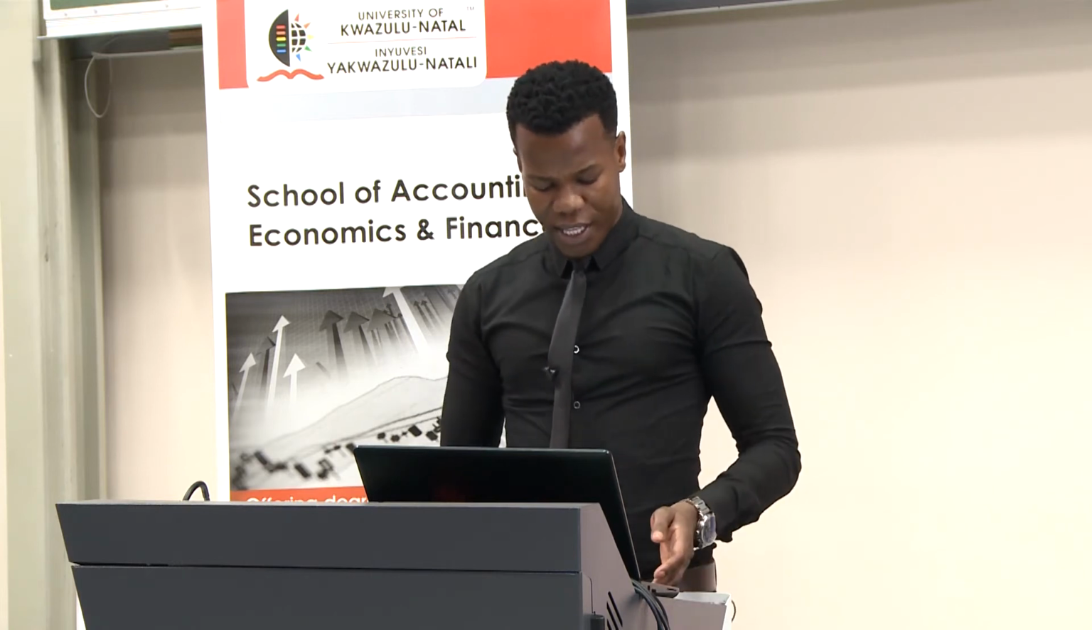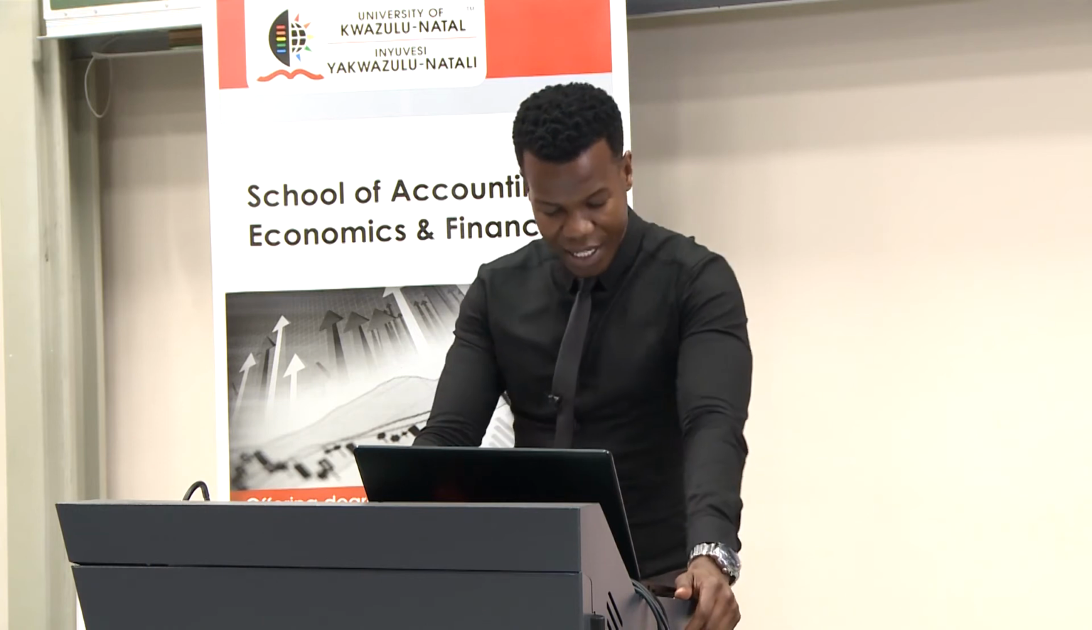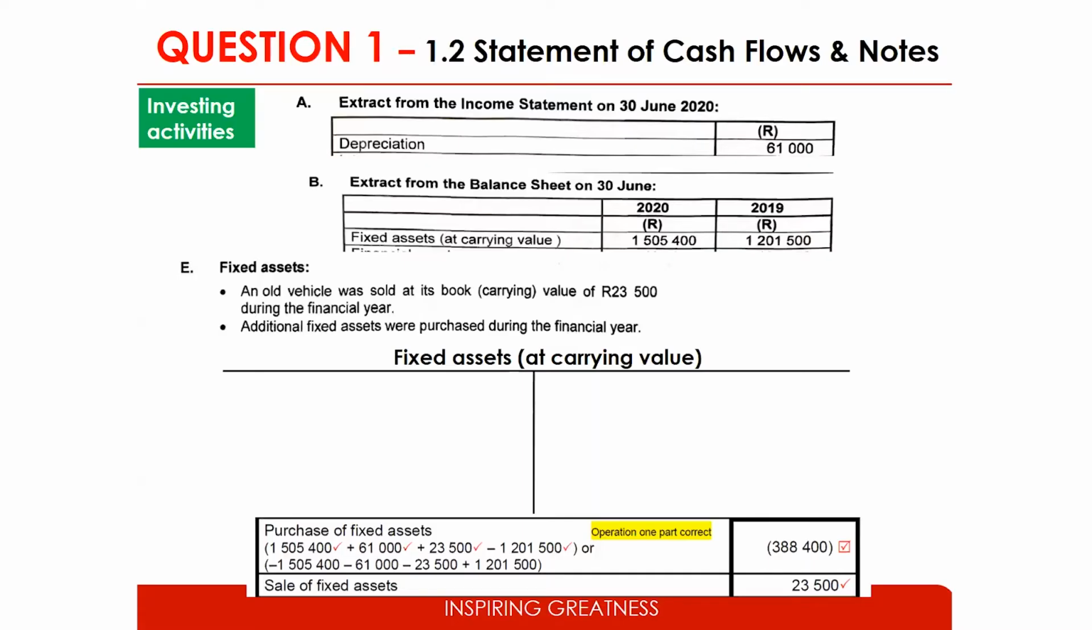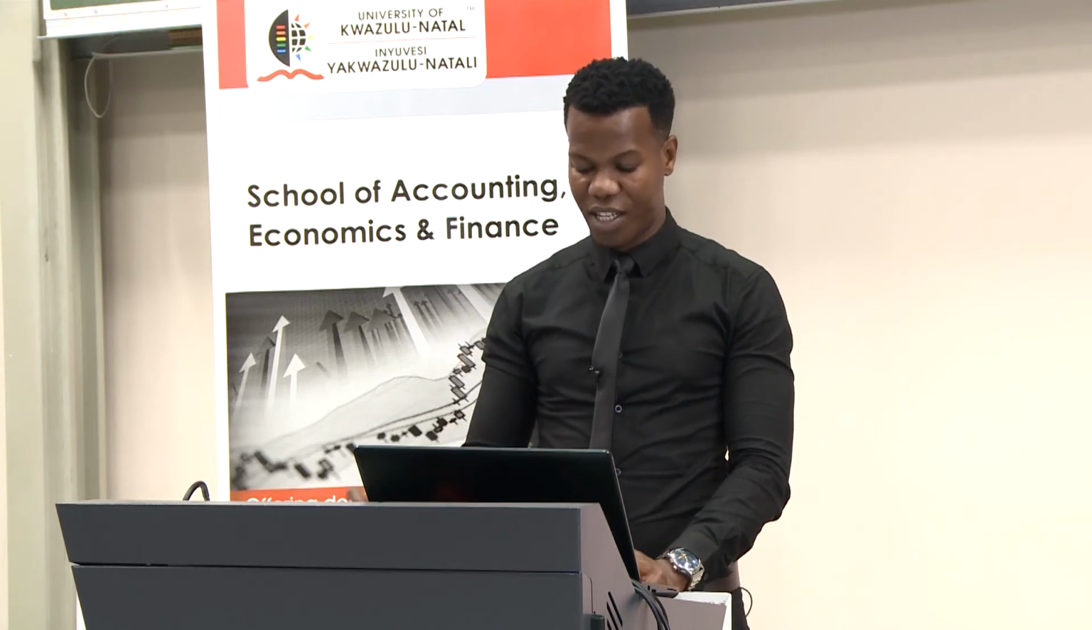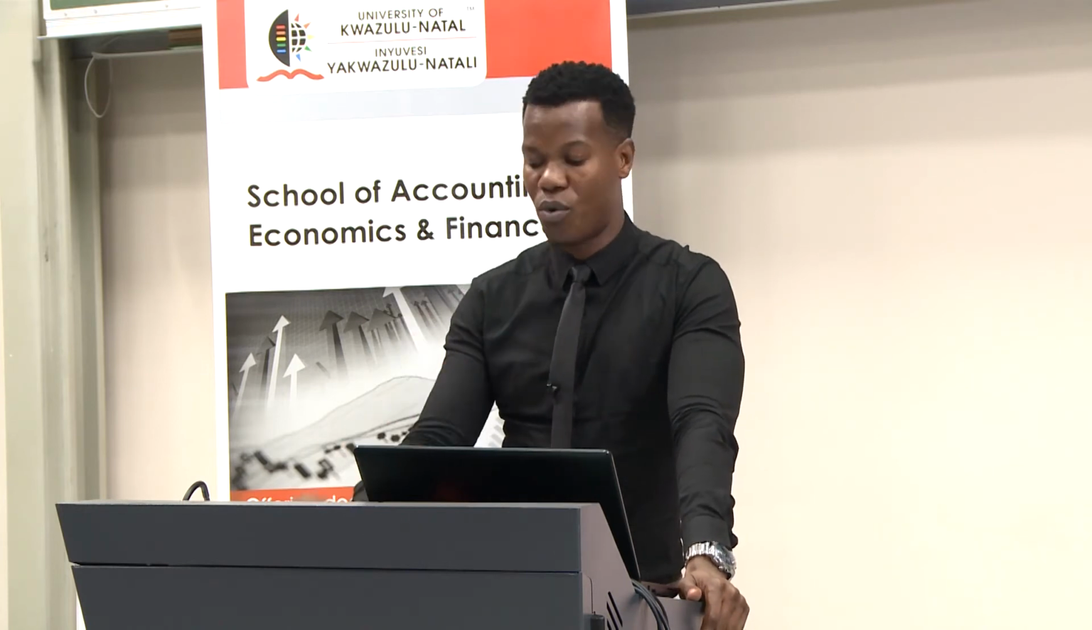Now, the information which relates to fixed assets under E says an old vehicle was sold at its book value, or at its carrying amount, of 23,500 rand during the financial period. That instruction alone tells you that we sold a vehicle for 23,500. That is an immediate cash injection into the business, or rather a cash inflow.